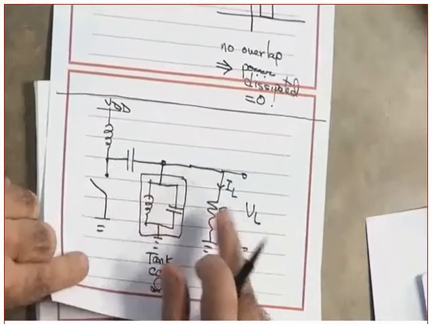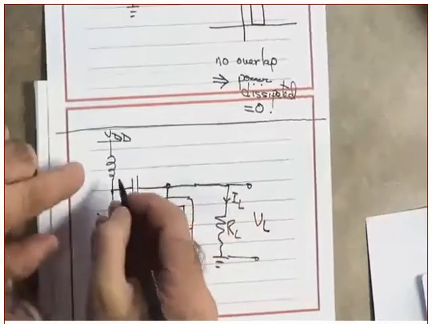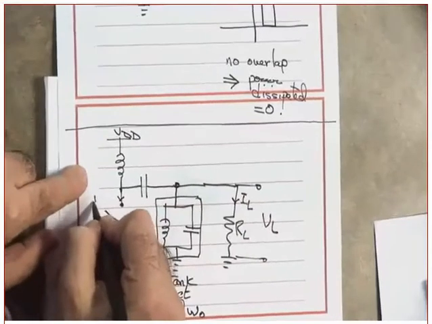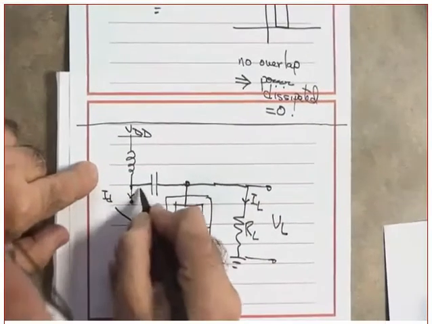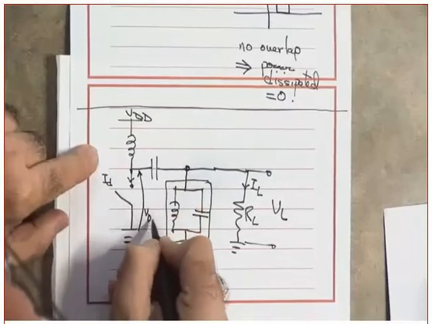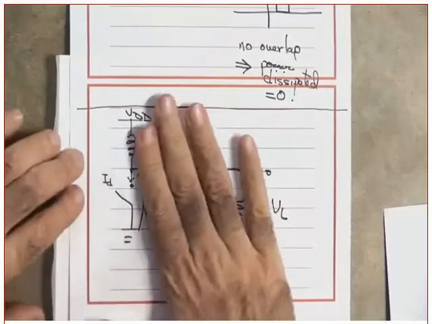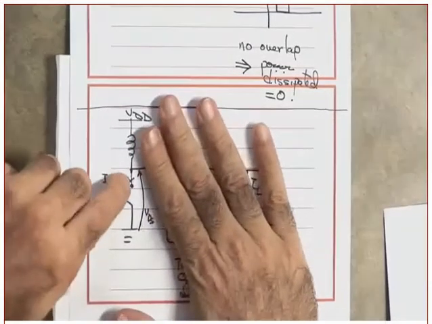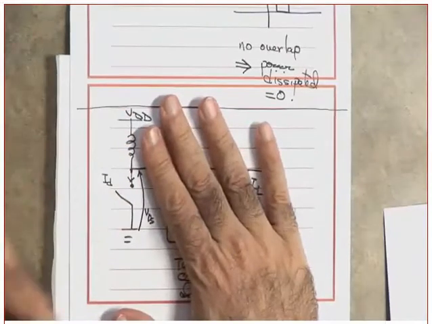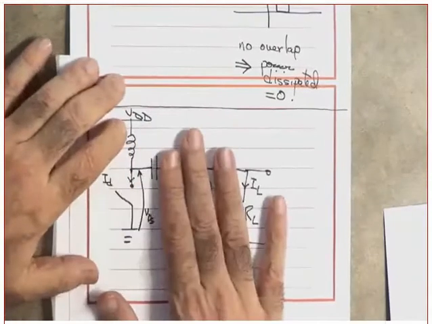Let's take this one first. This is the current, the switch current, whatever you want to call it, ID. And this is the voltage, VDS. Do we agree? Do not look at this. Do we agree that both of them are square waves?